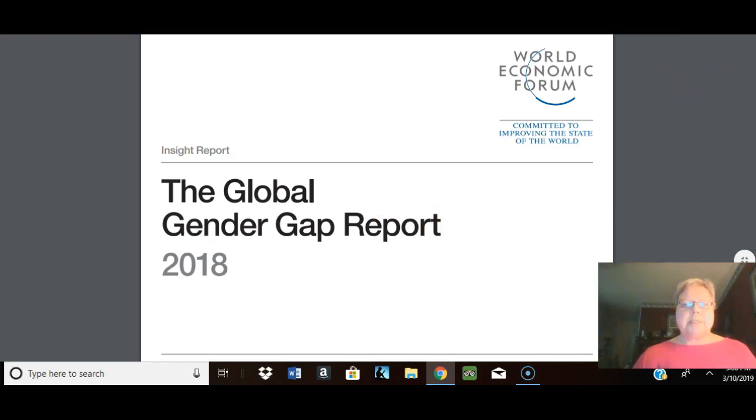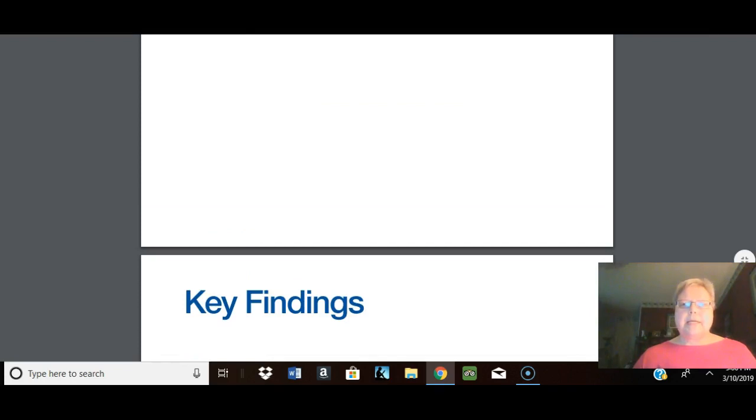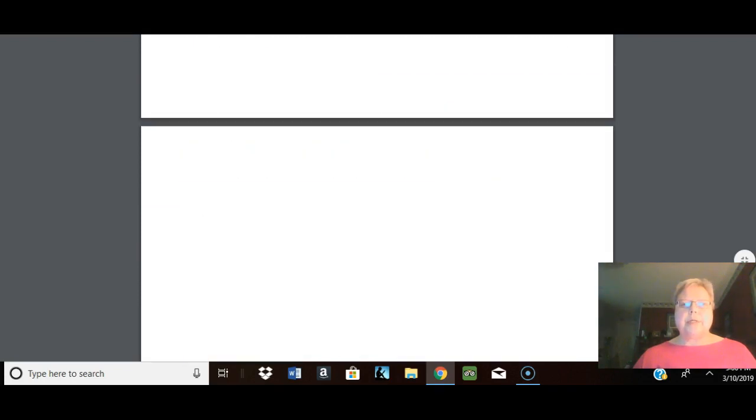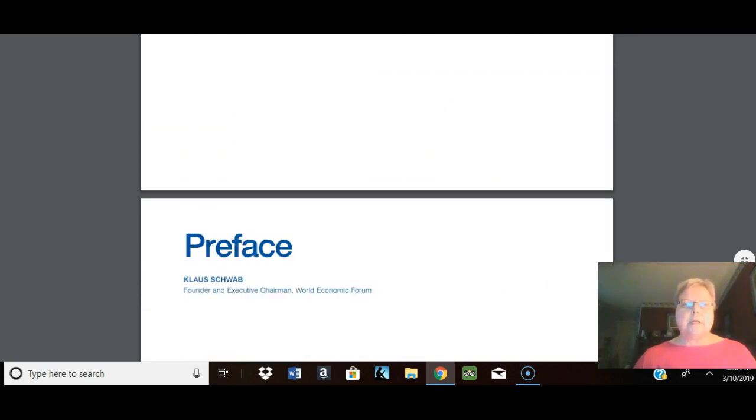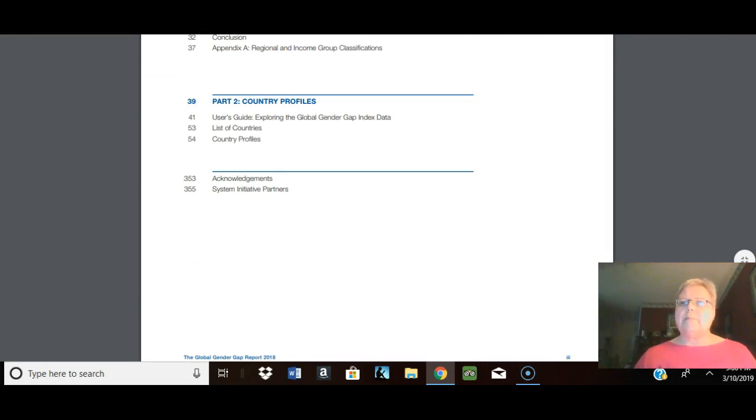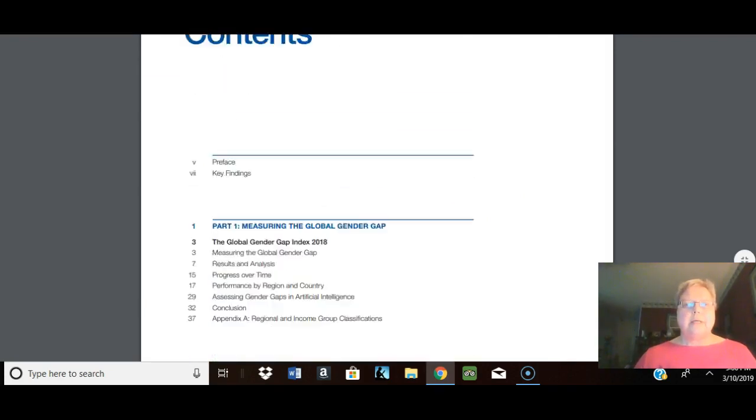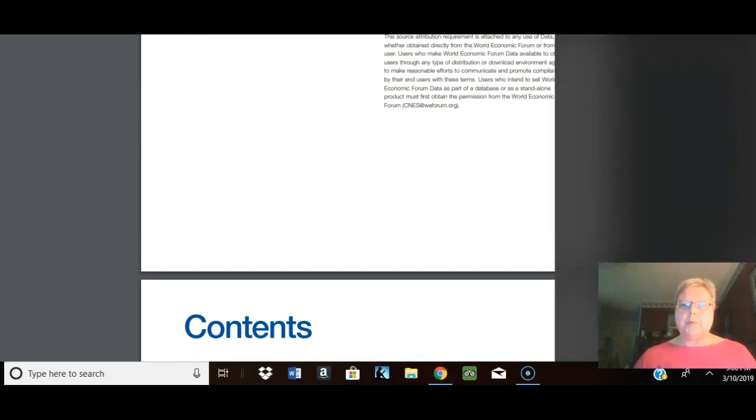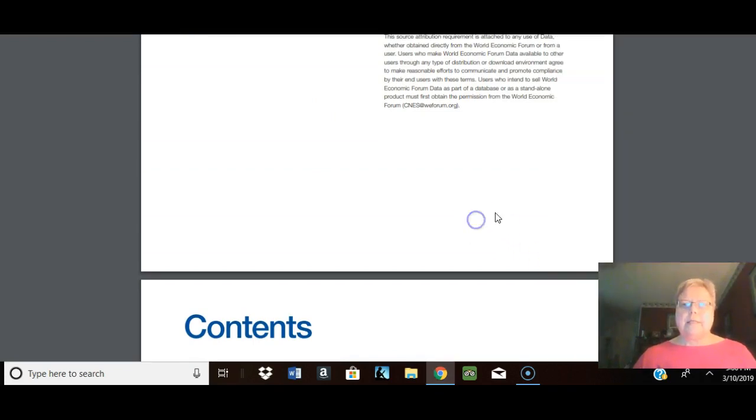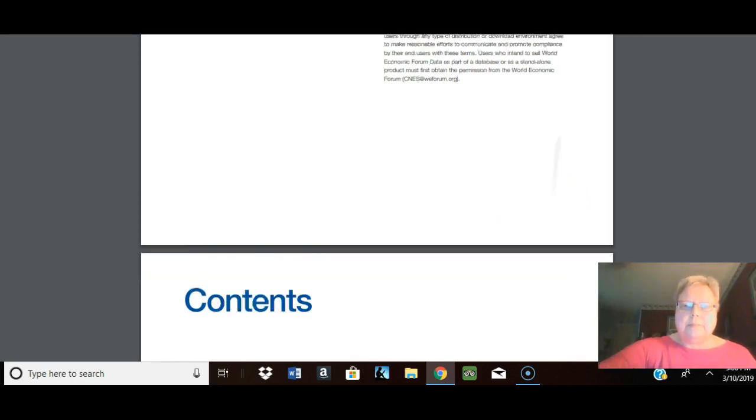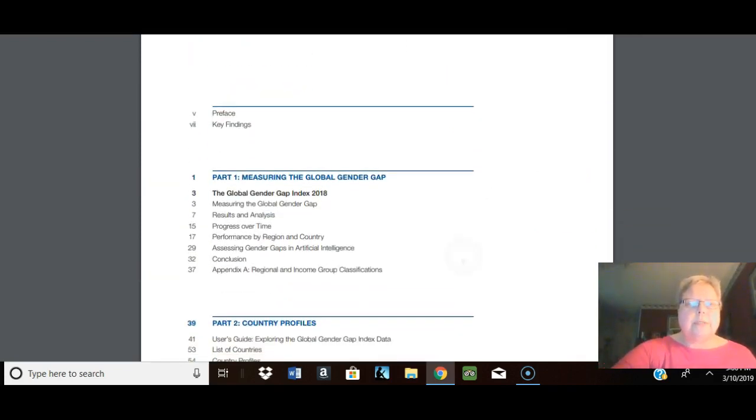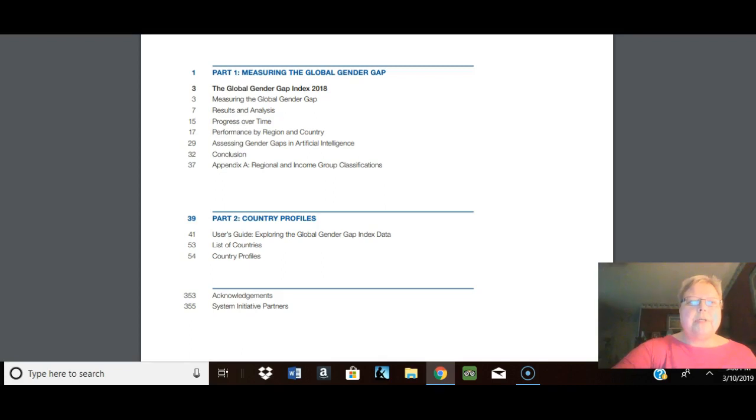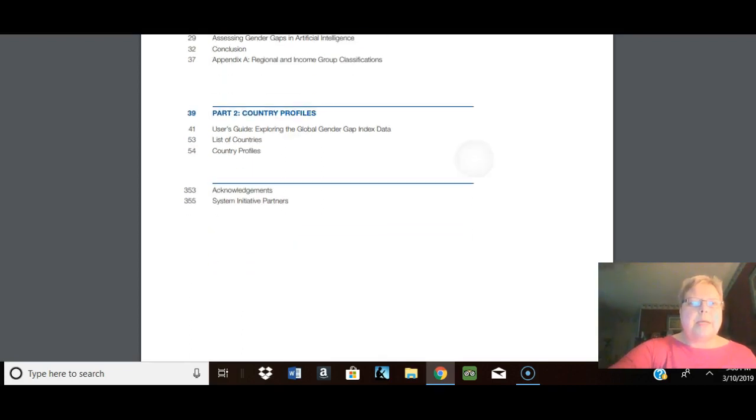The way the report is set up, it has key findings of the report. It has how they're looking at measuring the global gender gap report. Let me scroll up this way because my little thing over there is hidden. Measuring the global gender gap. And part 2 are country profiles.